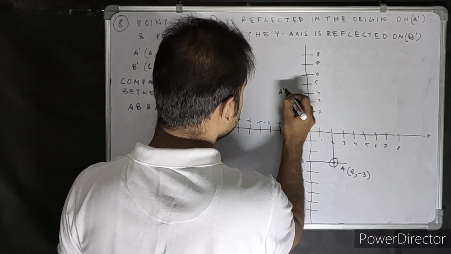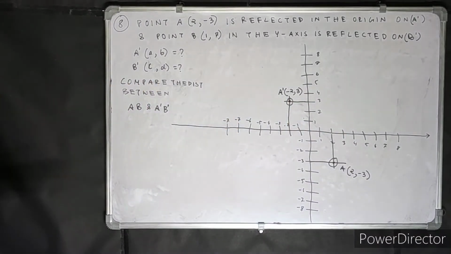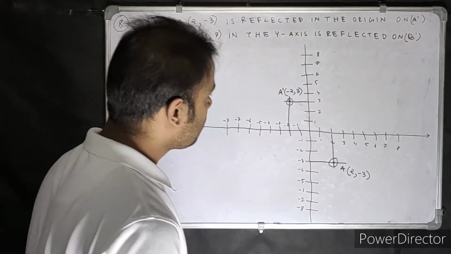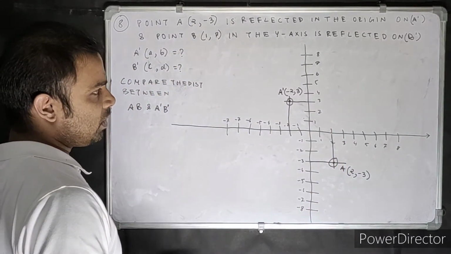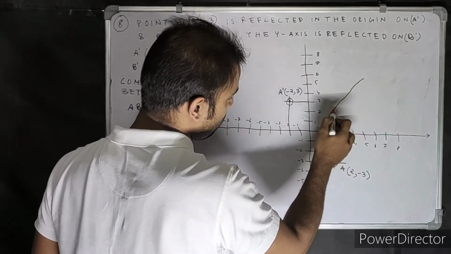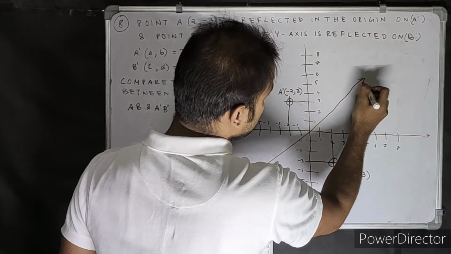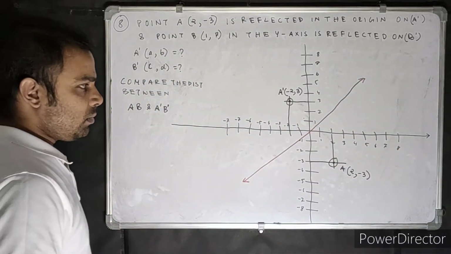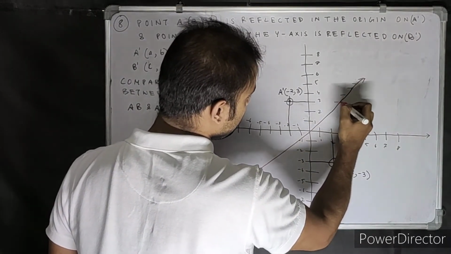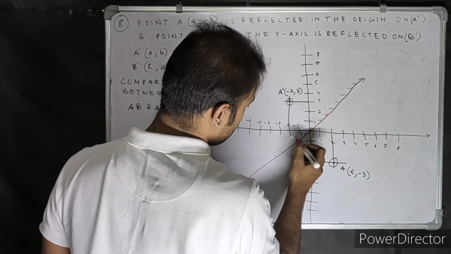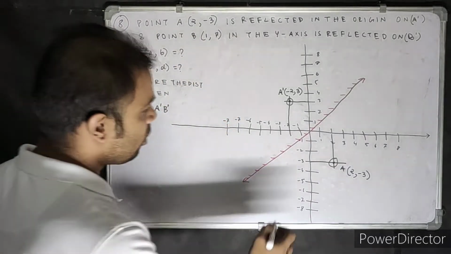So this is A dash, that is minus 2 in the x-axis and 3 in the y-axis, minus 2 comma 3. So see, if you assume that there is a mirror over here, this way. If this is the mirror at the origin, then of course this point will be reflected this way. This is the mirror. Okay, this is the origin.